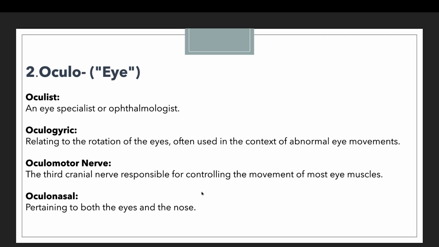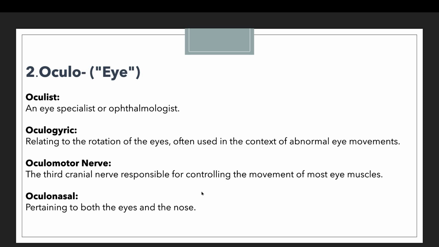Oculo or ocul, somewhere are related, right? Then we have oculogyric. What is oculogyric? Oculogyric means relating to the rotation of the eye, often used in the context of abnormal eye movement. So if we would like to denote this condition of abnormal eye movement with the help of a medical terminology, then we will use the terminology oculogyric.